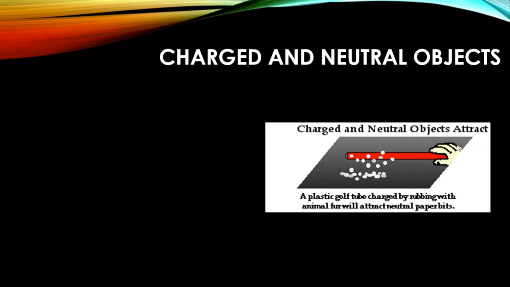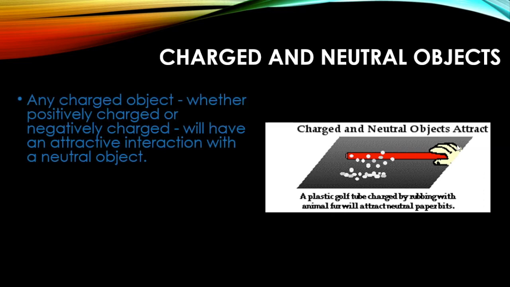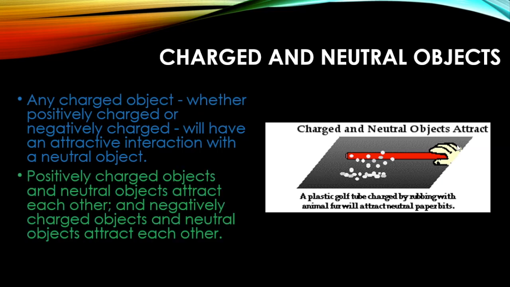So let's talk about charged and neutral objects now. We're going to say that any charged object, whether it's positively charged or negatively charged, will have an attractive interaction with a neutral object. Positively charged objects and neutral objects attract each other. Negatively charged objects and neutral objects attract each other. So neutral objects are attracted to any charged object. Neutral objects are not attracted to other neutral objects, but they are attracted to positive or negative charges.